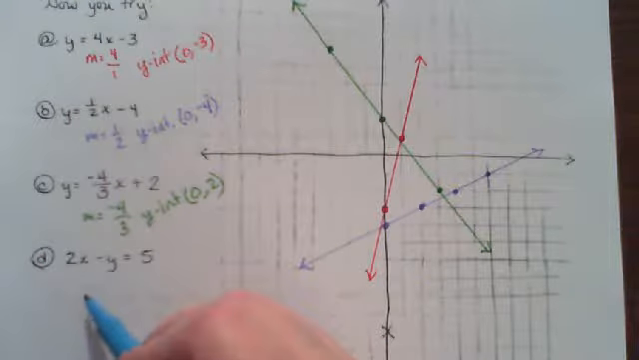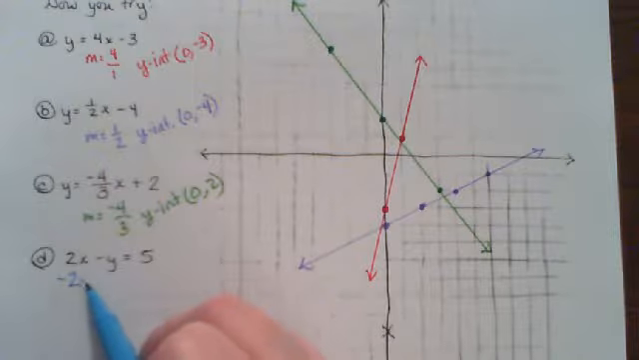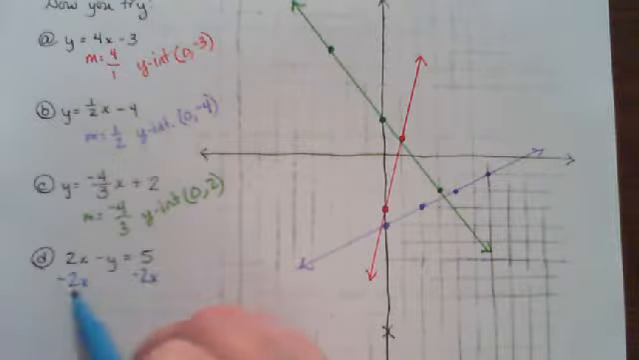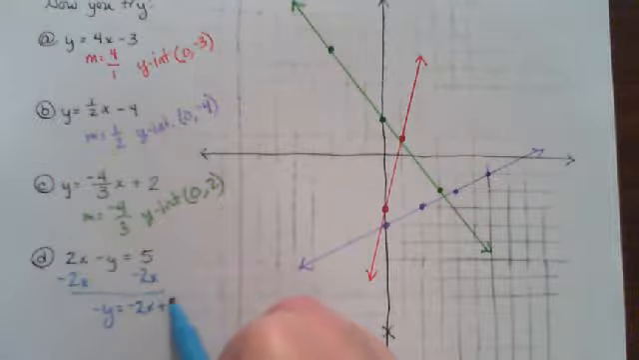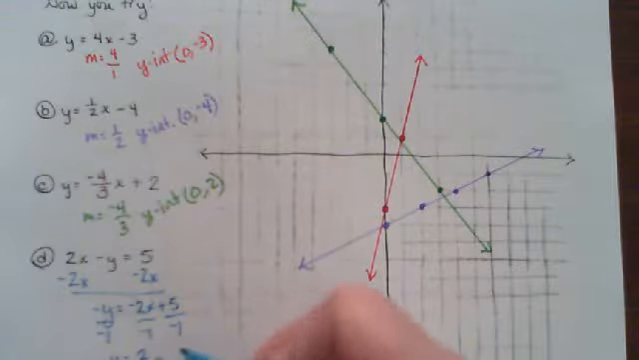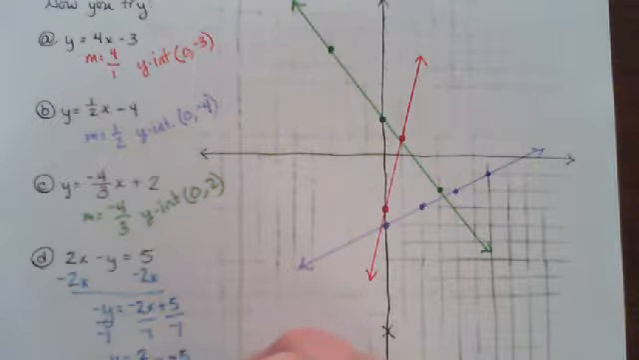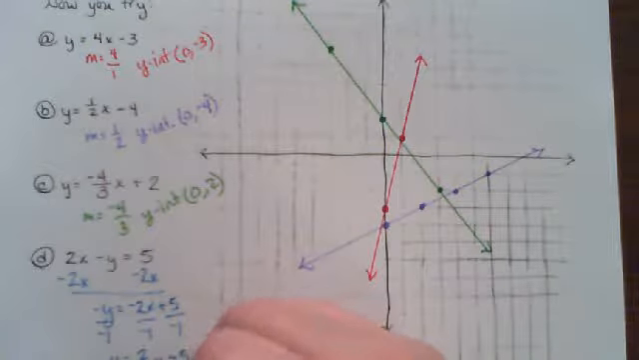For this one, it's not in slope-intercept form, so I have to put it in slope-intercept form. I'm going to subtract 2x from both sides, and then divide everything by -1 so I can get my y by itself. That gives me a positive 2 over 1x minus 5. Don't want this one to be a fraction. Do want this one to be a fraction.